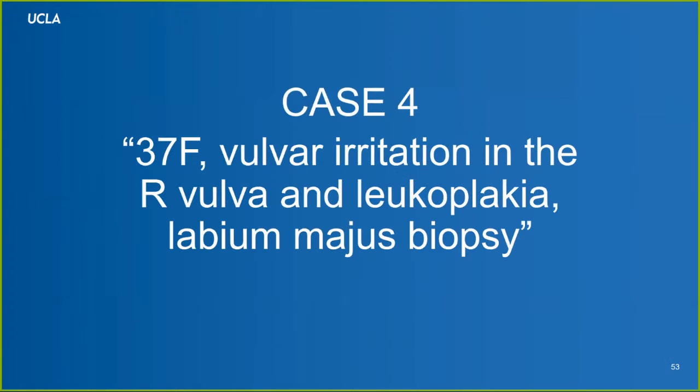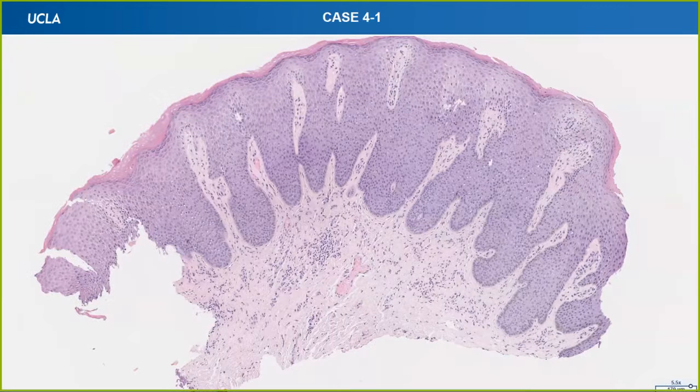Okay, on to the fourth case. 37-year-old woman, vulvar irritation in the right vulva and leukoplakia. Labia majora biopsy. This is what we see under the scope. So we see markedly thickened epidermis here. So acanthotic epidermis. And even at this power, we see the white spaces between the keratinocytes, which is indicative of spongiosis. So to me, on low power, this looks like subacute chronic spongiotic dermatitis.